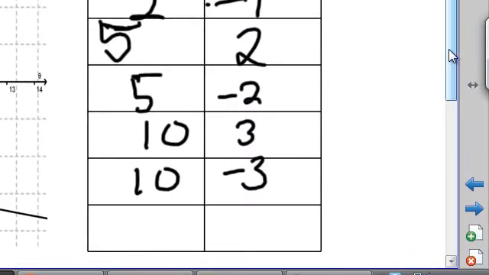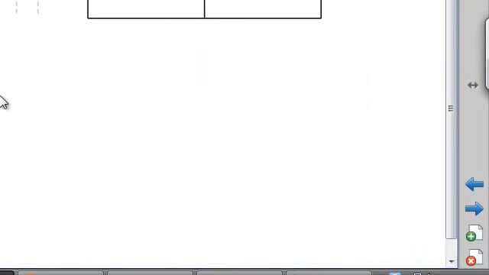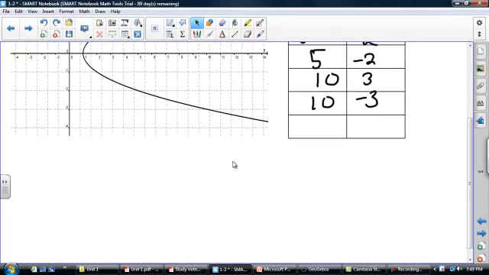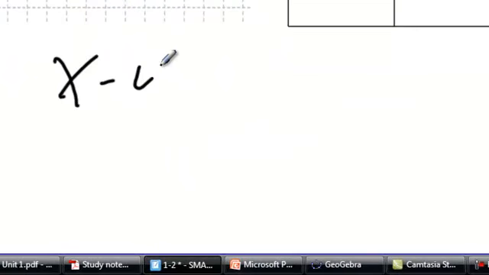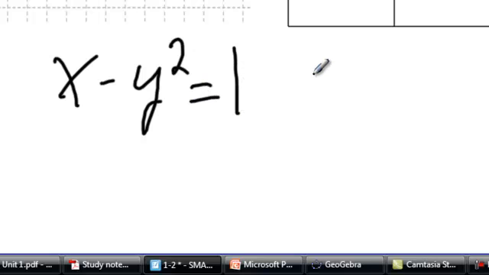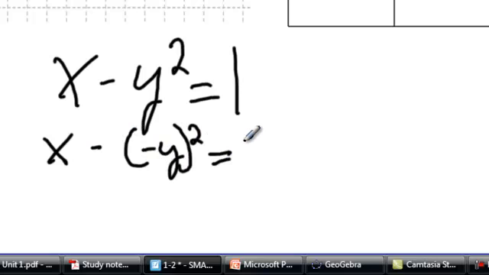Now, we're going to show it not only numerically, but also algebraically. We saw what the function was. In this case, the function was x minus y squared equals 1. According to what we said, we have to plug in a -y for y here, so I'm just going to do that to test it. I'm going to put in -y in place of y.